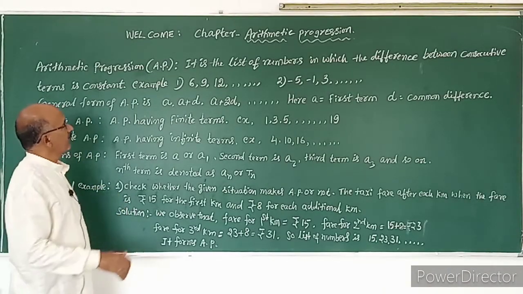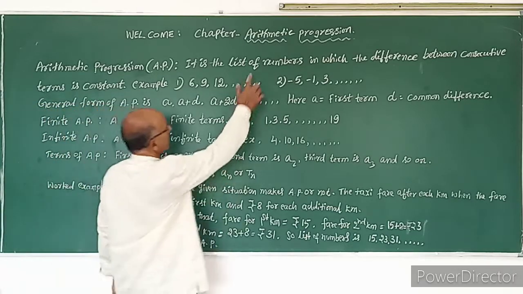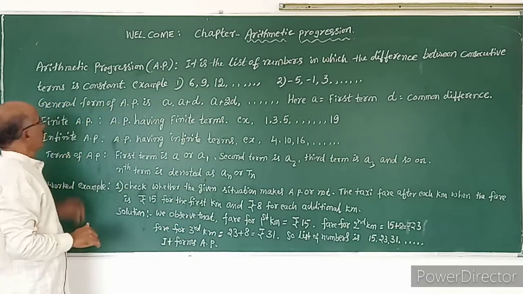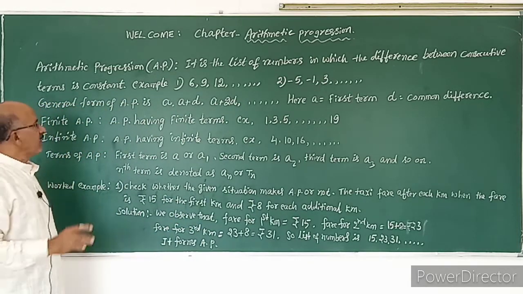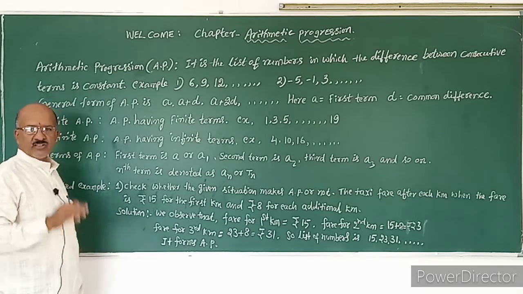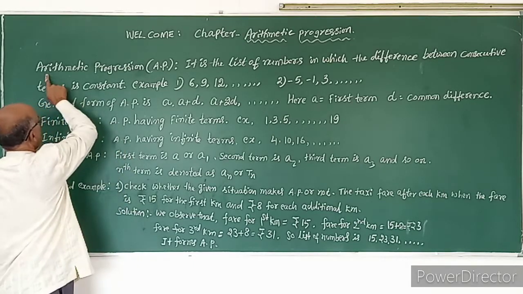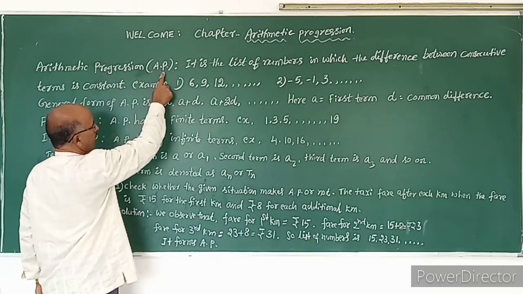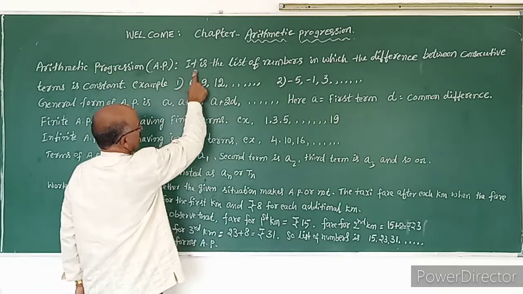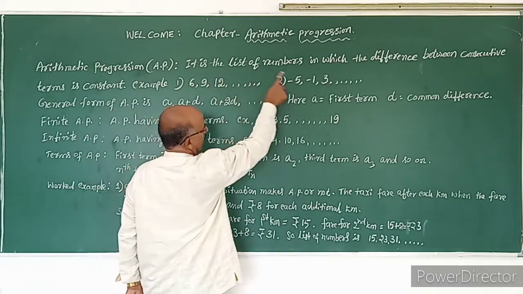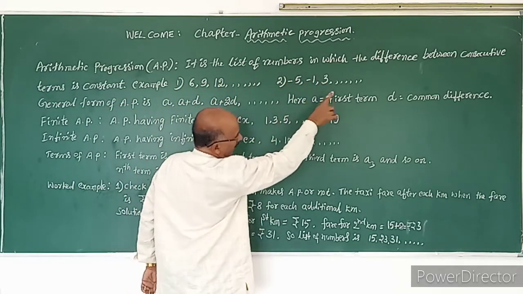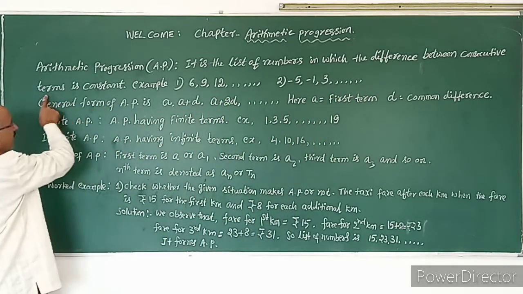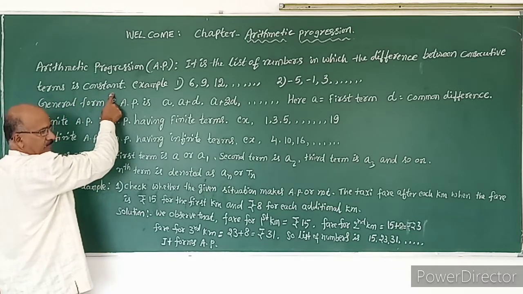Today we start with the chapter Arithmetic Progression. In this chapter, we study arithmetic progression, shortly AP. Arithmetic progression, shortly AP, is a list of numbers in which the difference between consecutive terms is constant.